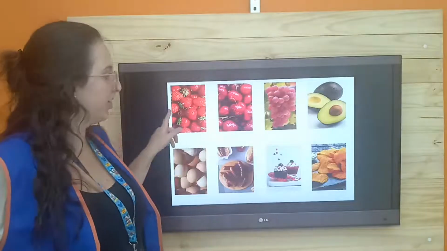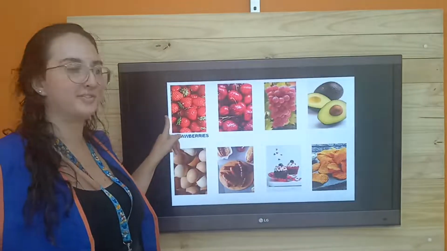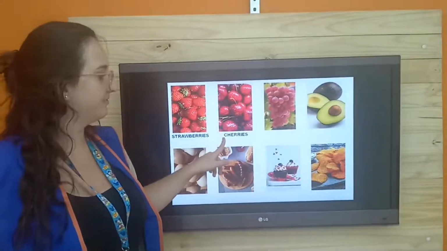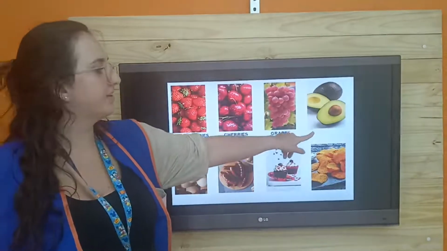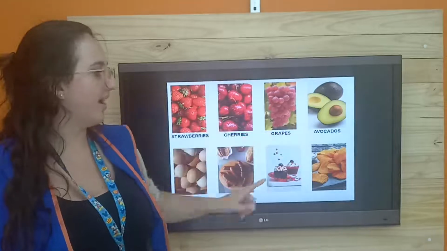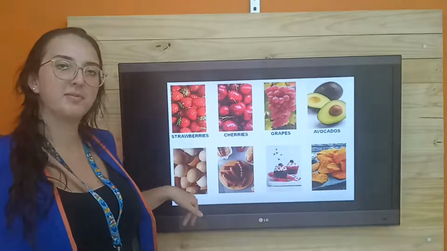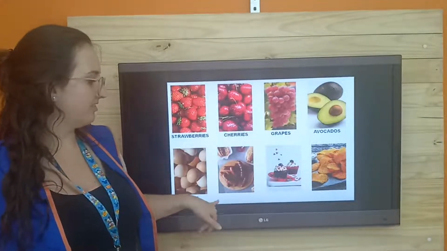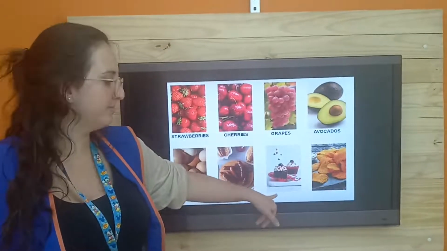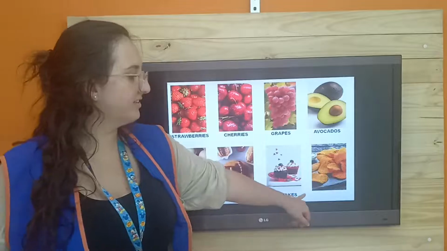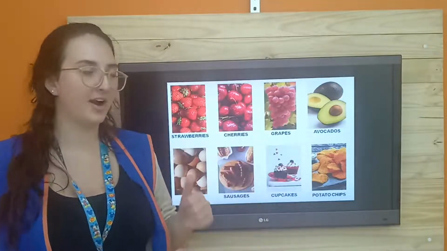Okay? This first one, what was it? Strawberries, very good. And the second? Cherries, this one. Grapes, and this one. Avocados, do you remember the name of this? Eggs, and this one. Sausages, my favorite, do you remember the name? Cupcakes and potato chips, alright?